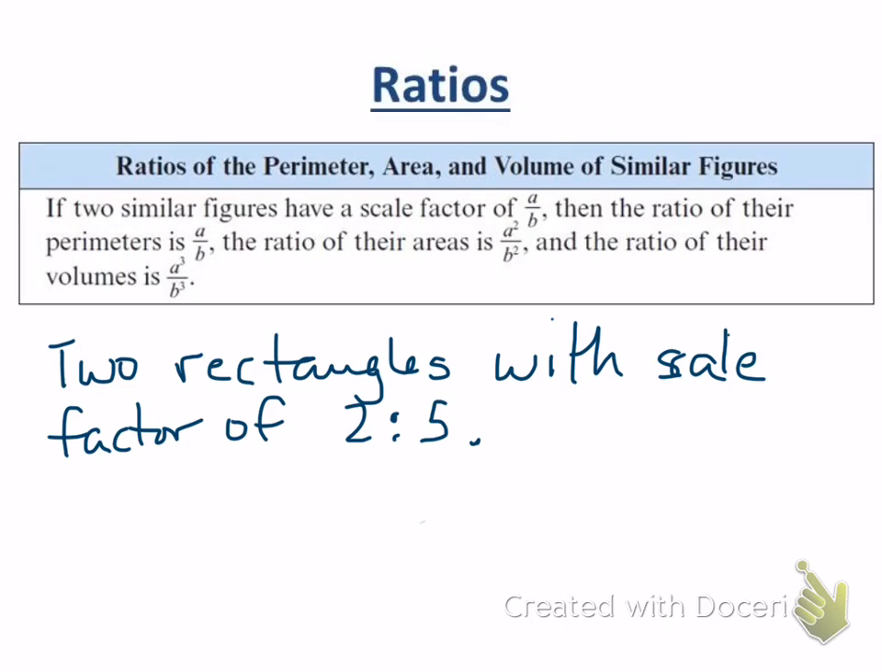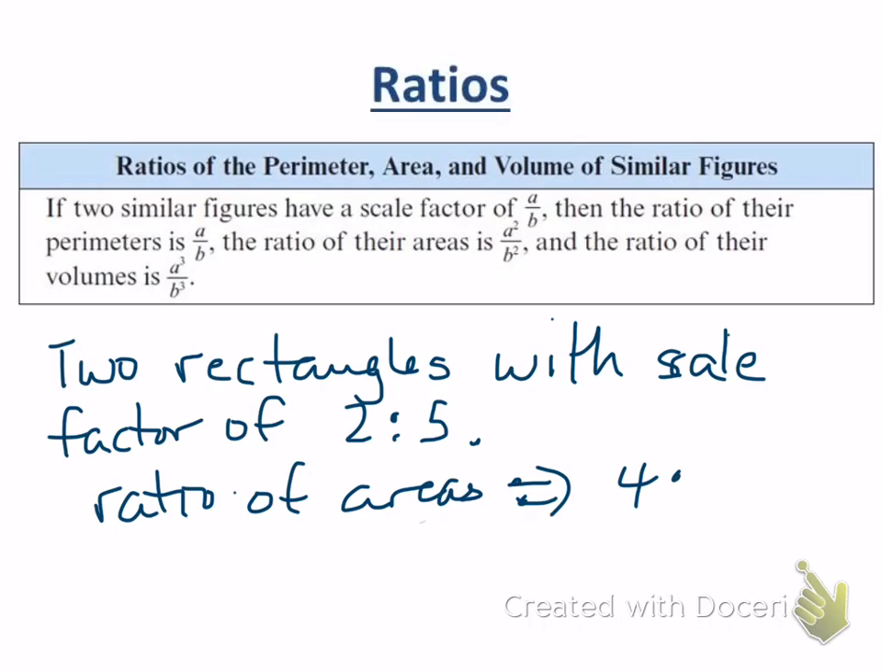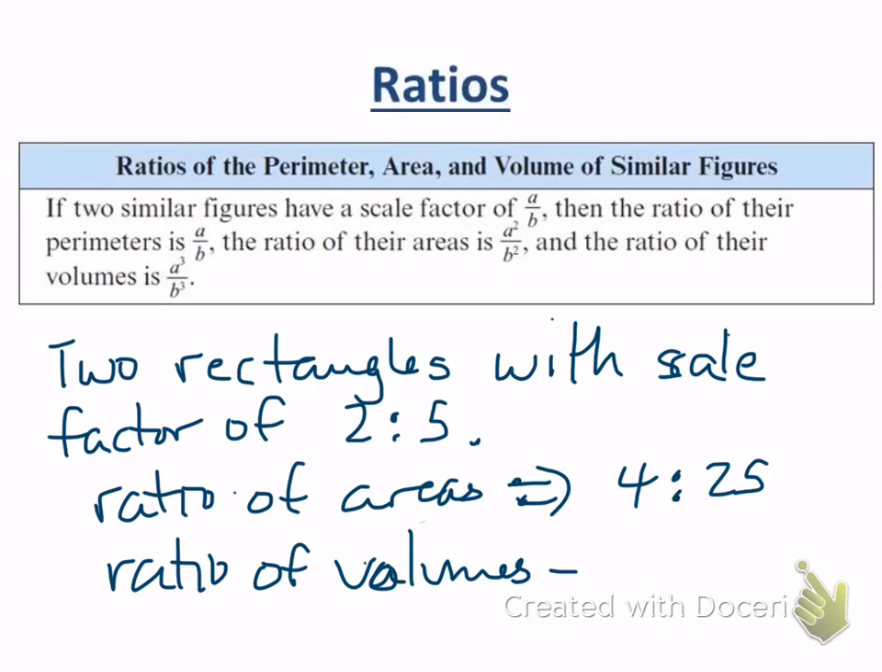I'm trying to rush to finish. The ratio of their areas would be 4 to 25. Yep, 4 to 25. And if these rectangles were made into 3-dimensional figures, similar figures like prisms, the ratio of the volumes would be 8 to 125. All right, so that's an example of this.